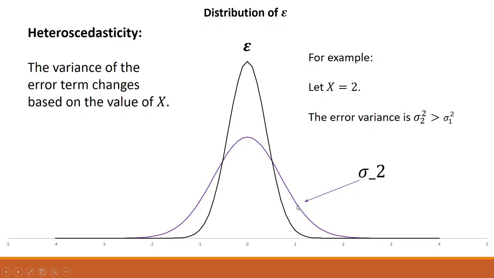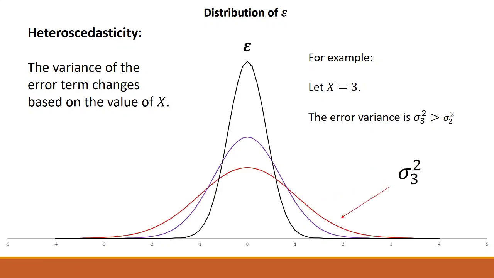It's a wider distribution. And then the same example: let's say that x equals 3. Now for a different value of x, again the distribution of epsilon changes. In this case, the distribution gets wider as the x variable goes up. So now we've got different distributions of the error term for different values of x.